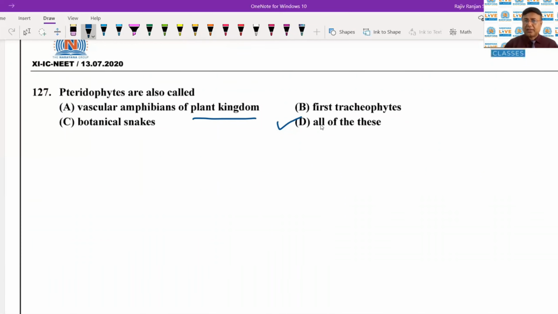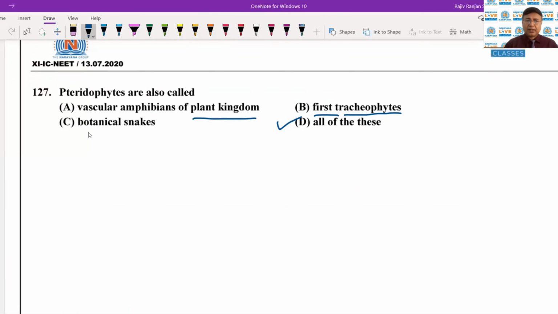They are the first plants to have developed xylem and phloem. So this is why they are also known as the first tracheophytes. Tracheophytes means vascular plants. This is why the pteridophytes are also called the vascular cryptogams. So this is also correct.